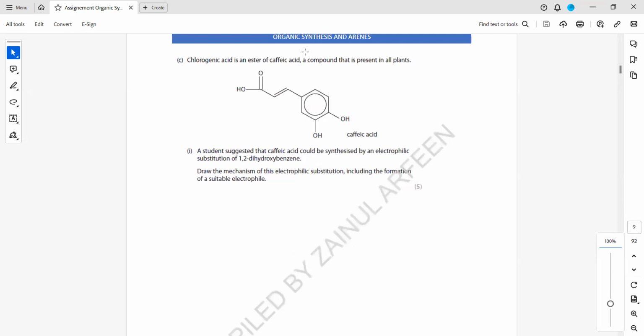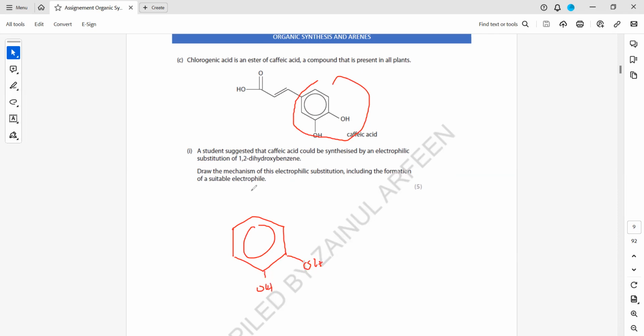So we want to produce this because a student suggests that caffeic acid could be synthesized by electrophilic substitution of this. So 1,2-dihydroxy. So we have 1,2-di, anywhere we can attach any one of, but they should be next to each other. But we want, like, this is what we have. So 1,2-dihydroxybenzene is there. We want to add this carbon chain. The whole carbon chain is added to it.